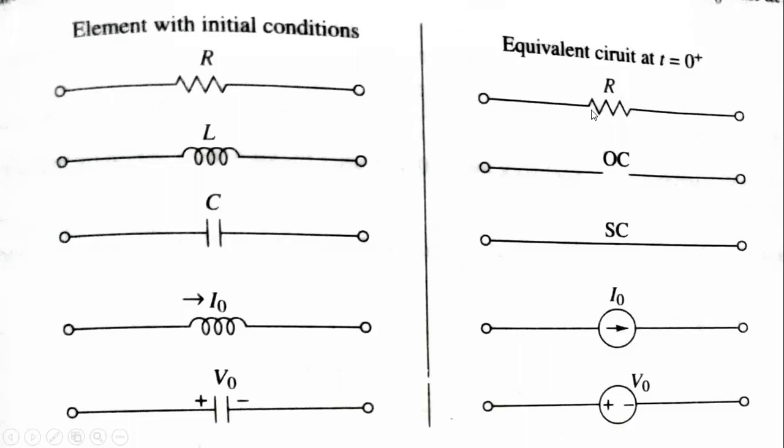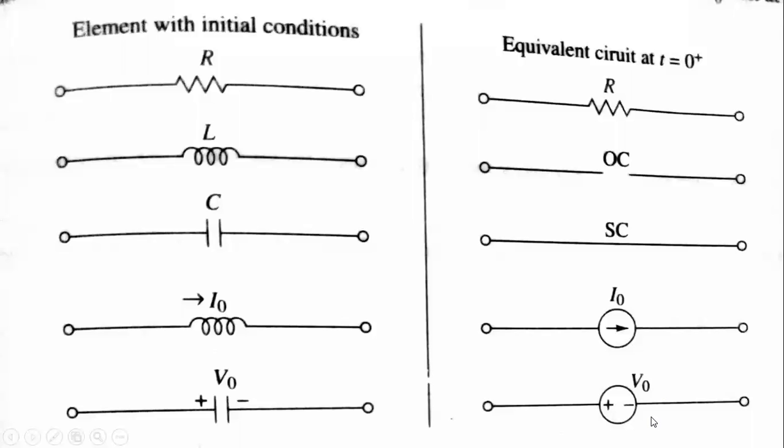So R will be as it is, no doubt at all. But we remember whenever the time period is 0 plus, at that time the inductor will be open circuited, but your capacitor will be short circuited. 0 plus means the circuitry is switched. At that time, you should remember the inductor will be open circuit, the capacitor will be short circuit, and the amount of current which is flowing through the inductor will be treated as I0, and the voltage across the capacitor will be V0.